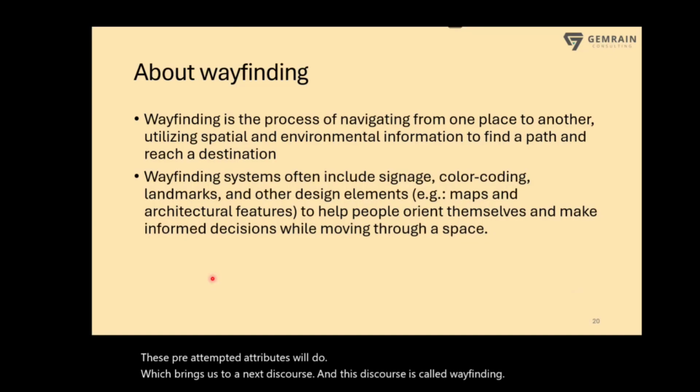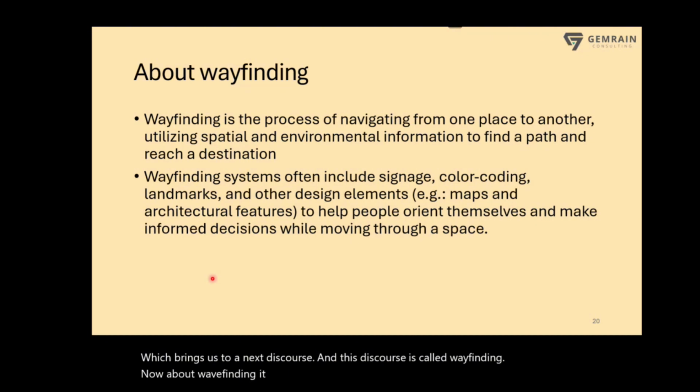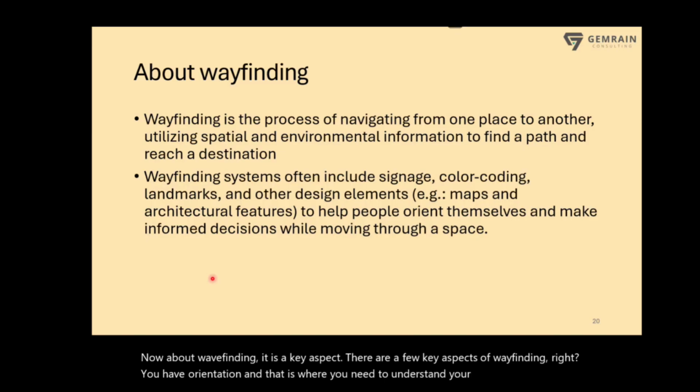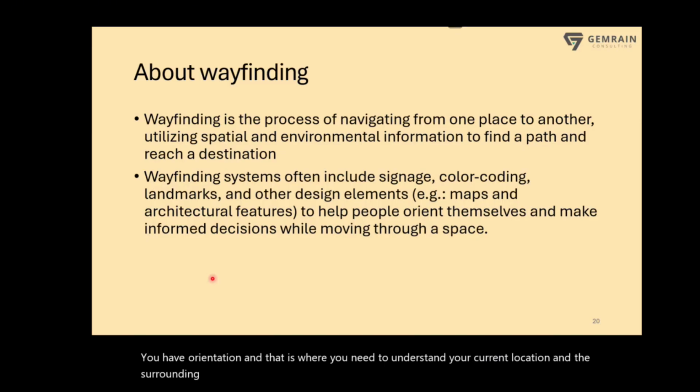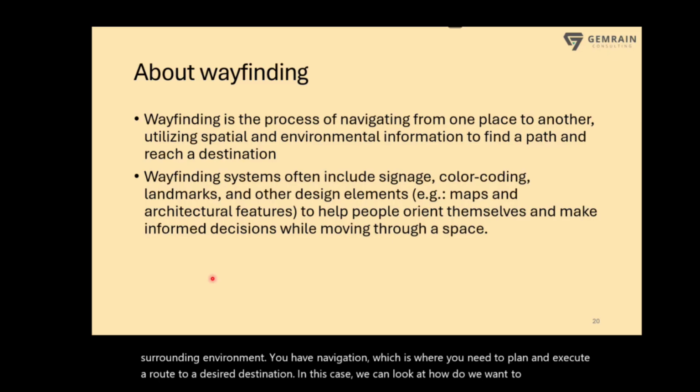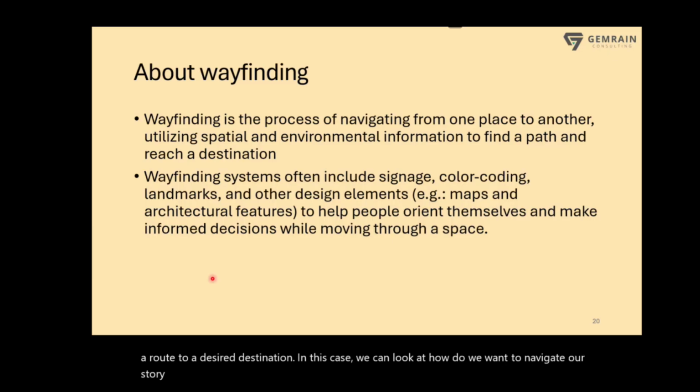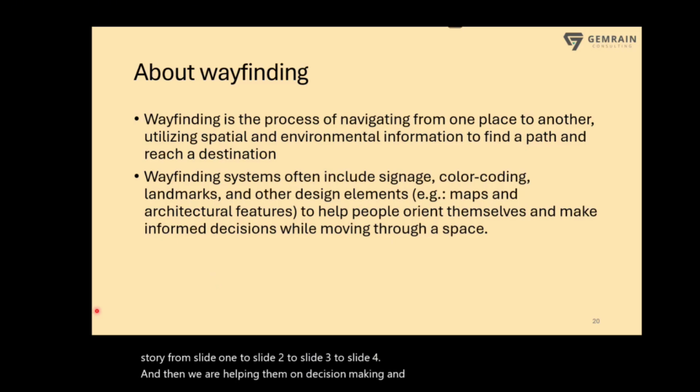Now, about wayfinding, it is a key aspect. There are a few key aspects of wayfinding, right? You have orientation, where you need to understand your current location and the surrounding environment. You have navigation, where you need to plan and execute a route to a desired destination. In this case, we can look at how we want to navigate our story from slide 1 to slide 2 to slide 3 to slide 4. And then we are helping them on decision making and information delivery as well.